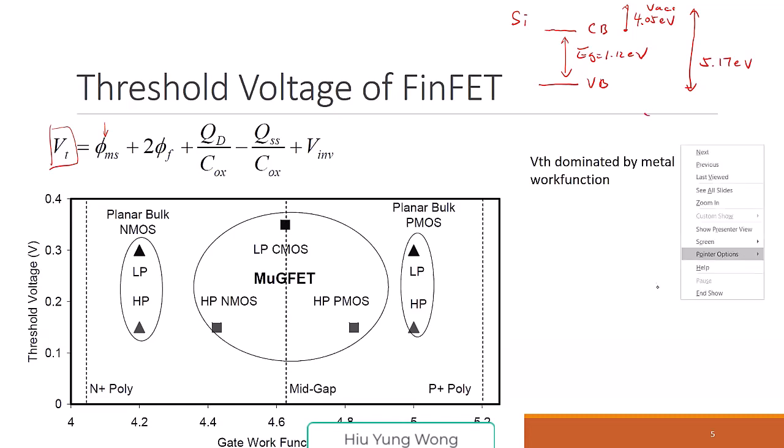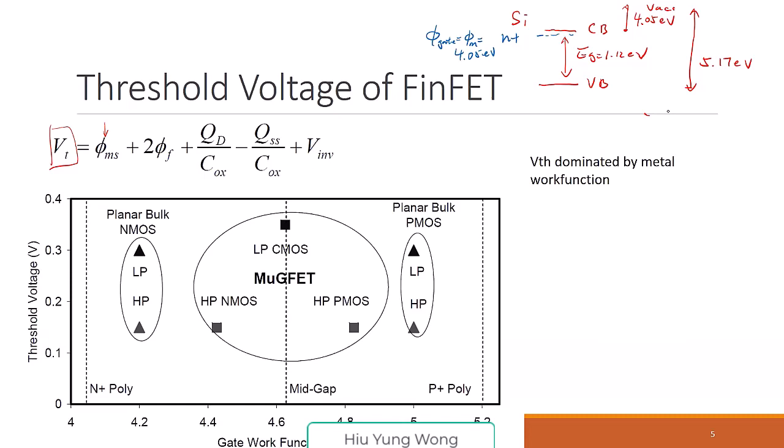Okay. So if I have an N plus gate, right? The Fermi level here. So what is the work function? Where's the work function when I have an N plus gate? Say again, is it 4 eV? Thank you. 4.05 eV, right? That's with a low work function gate.